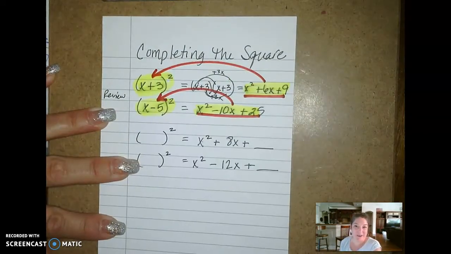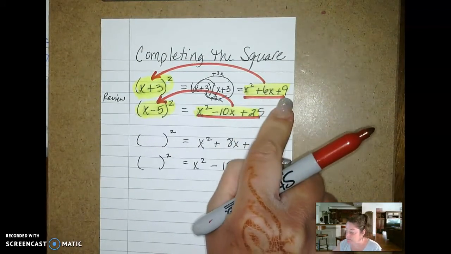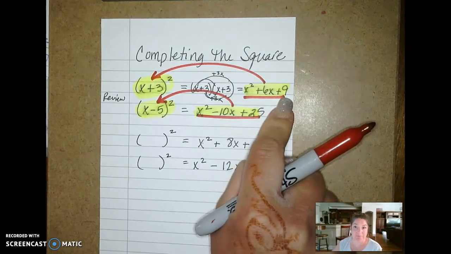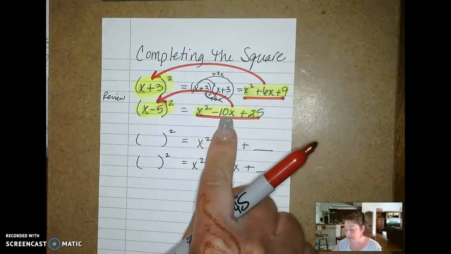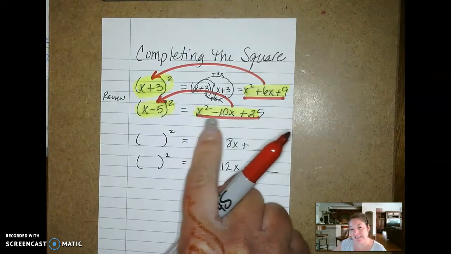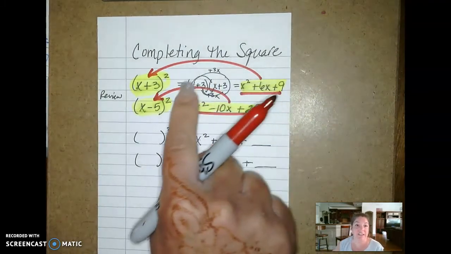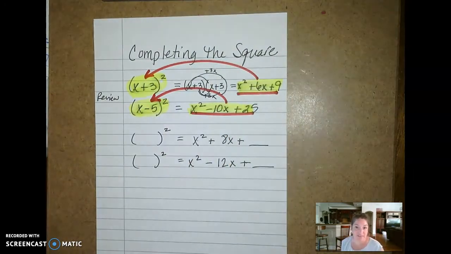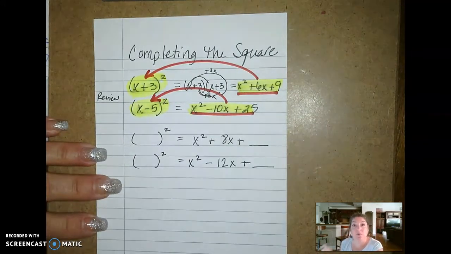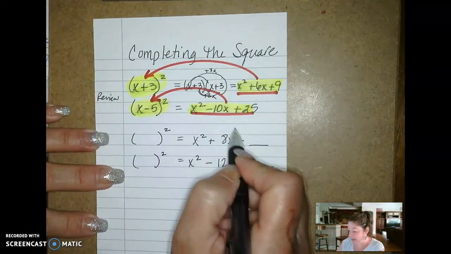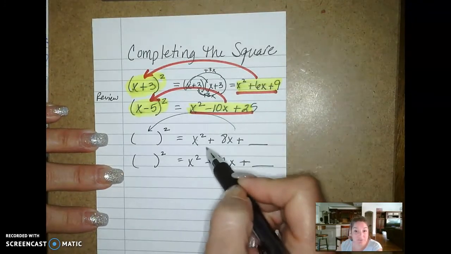If I started out with an x squared plus 6x, the missing number would be a 9, because that 9 is going to allow me to write these parentheses. X squared minus 10x, if I just had these two things, I would add a 25 because the 25 is going to allow me to write it with the parentheses. So I need a number that's going to fill in this blank that will allow me to go back and write parentheses, okay?